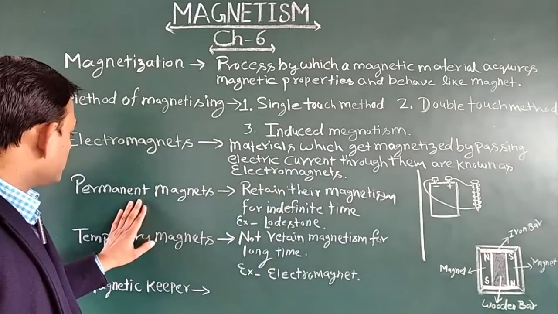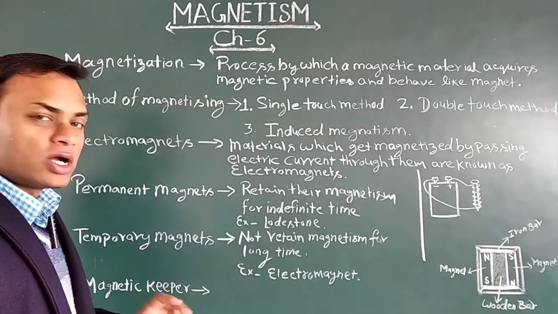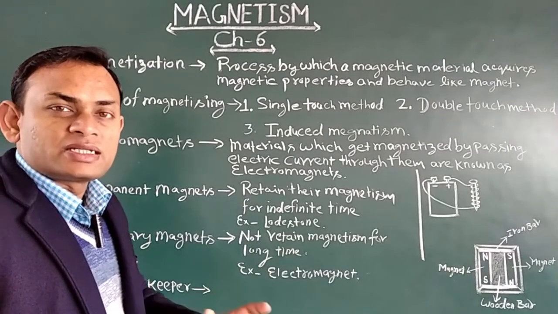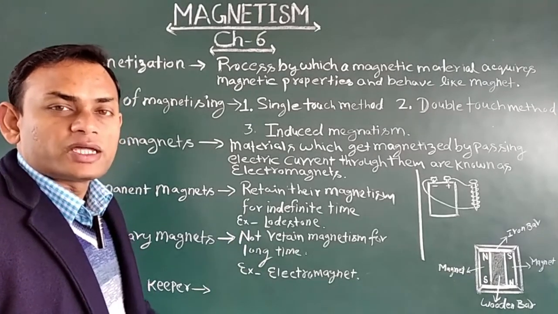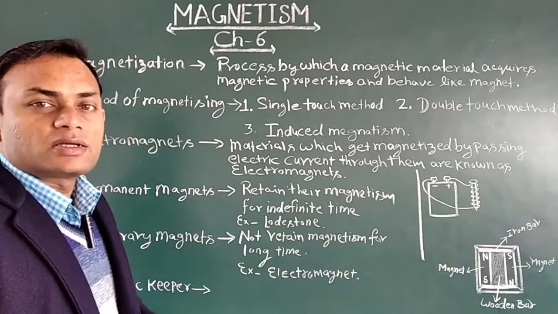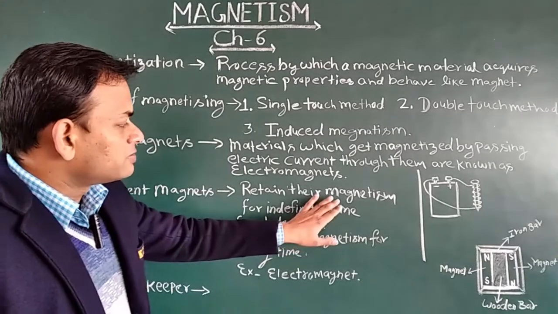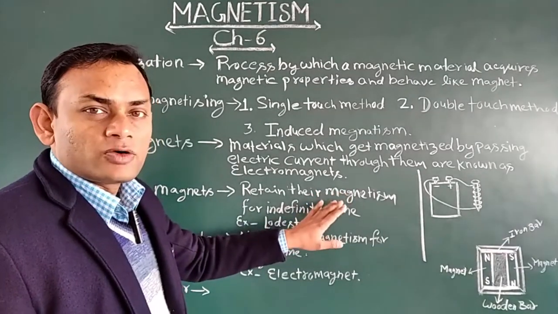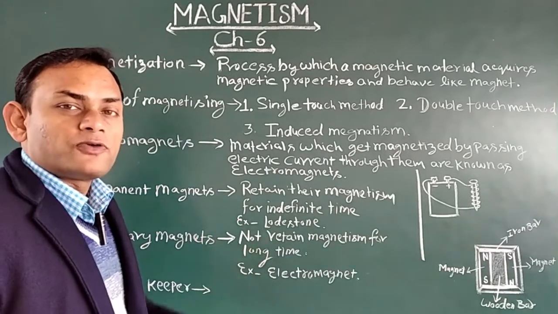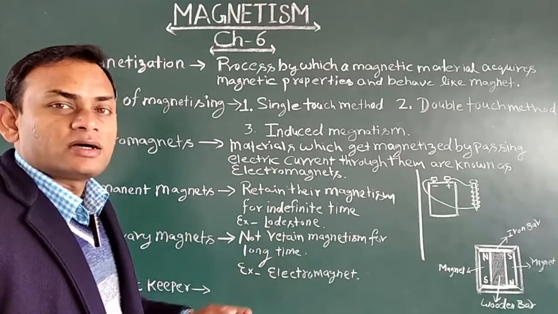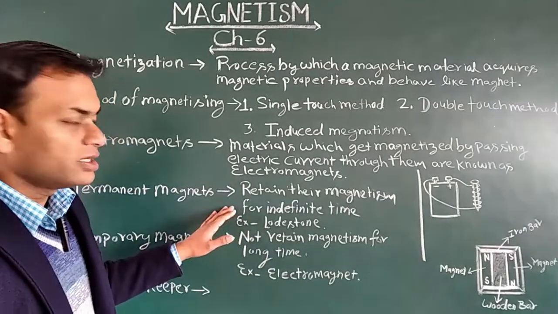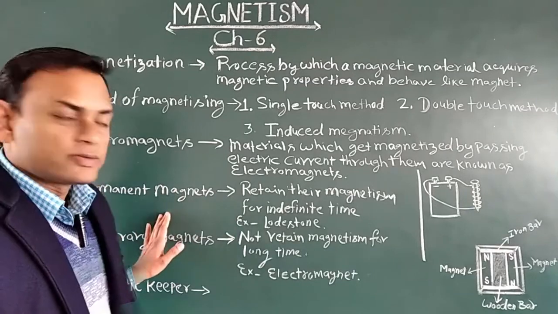After that, permanent magnets and temporary magnets. What are permanent magnets? Those magnets which retain their magnetism for a long time, for an indefinite time, are called permanent magnets. Magnetism means magnetic power. So all those magnets which retain their magnetic power for a long time, just like a natural magnet, are called permanent magnets.